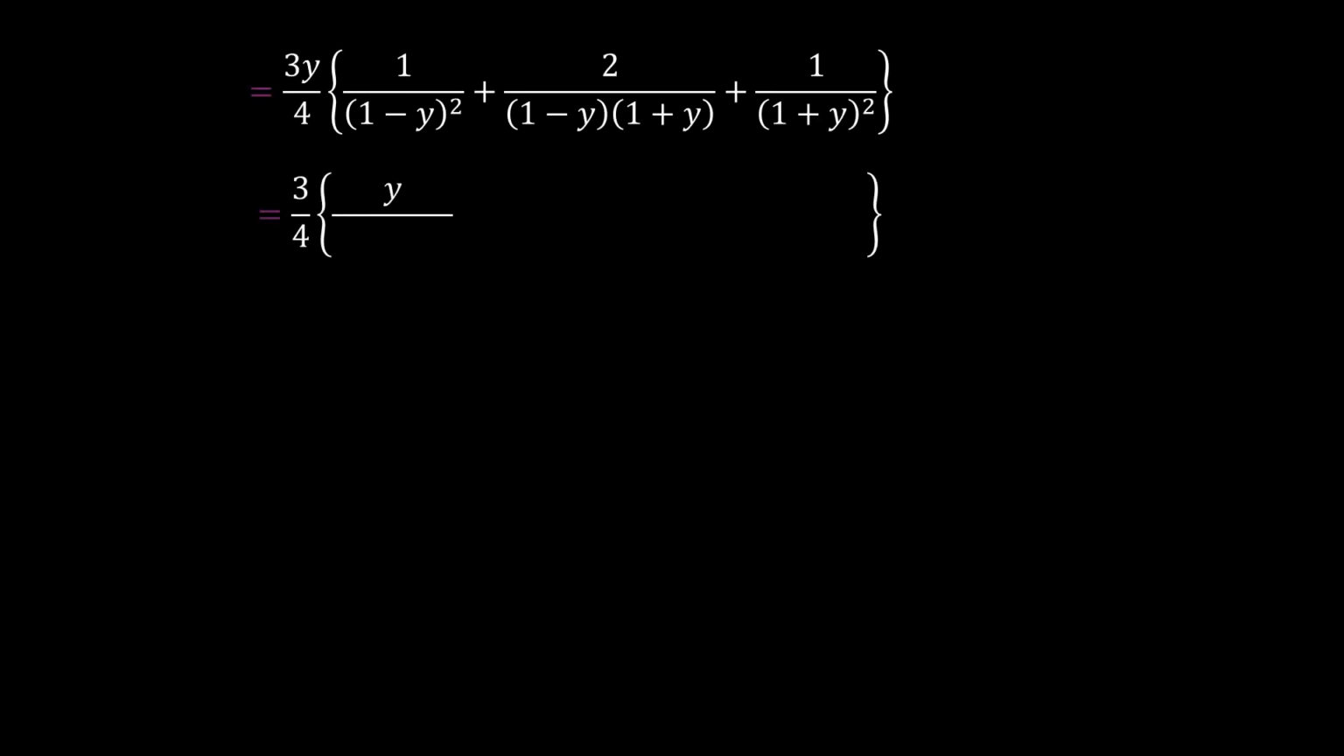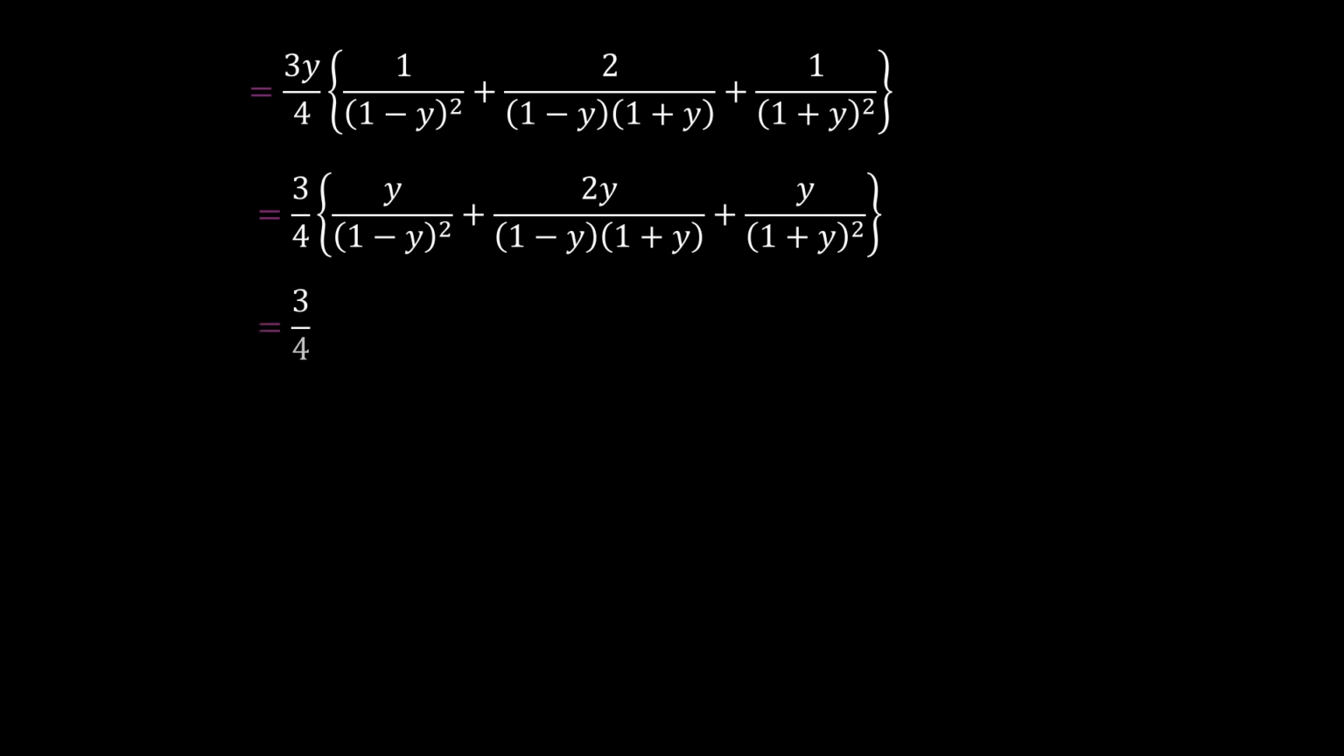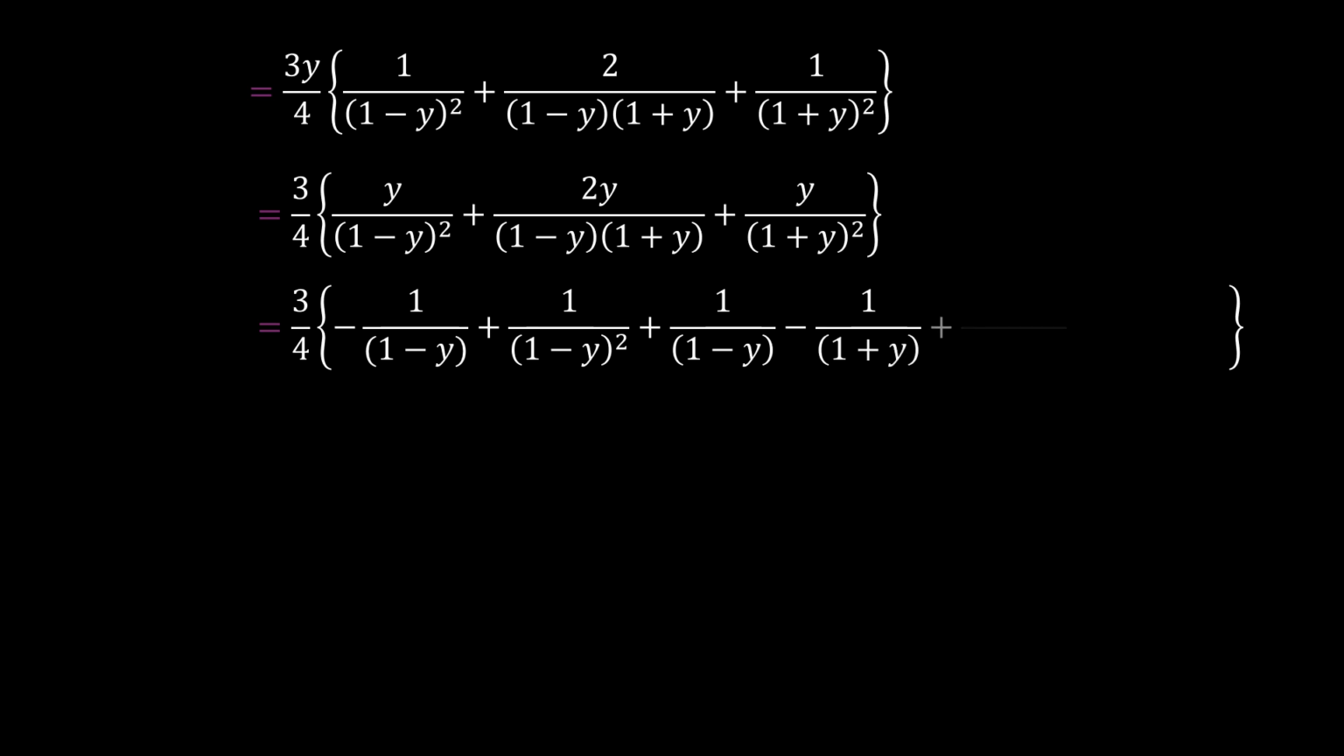So that is easy. So we've expanded it, and then we can go further and multiply y across, so that now we have 3 over 4 out, and then now we can use partial fractions. Y over 1 minus y squared is the same as negative 1 over 1 minus y plus 1 over 1 minus y squared, and then this part here, 2y over 1 minus y times 1 plus y is the same as 1 over 1 minus y minus 1 over 1 plus y, and then this part here is the same as 1 over 1 plus y minus 1 over 1 plus y squared.